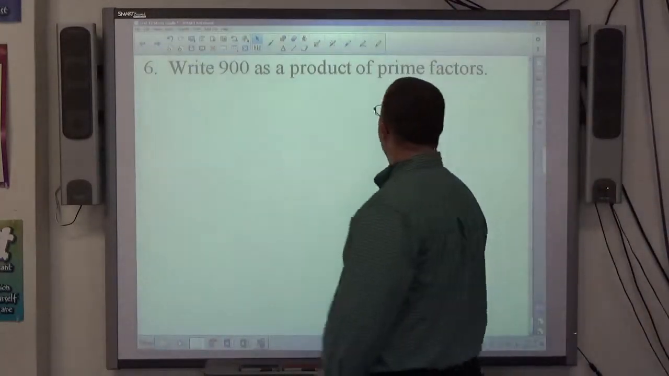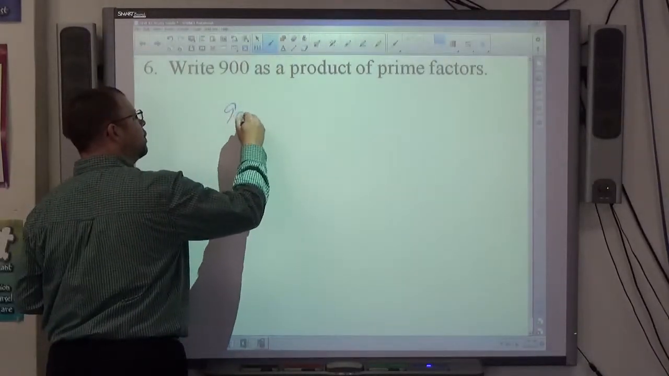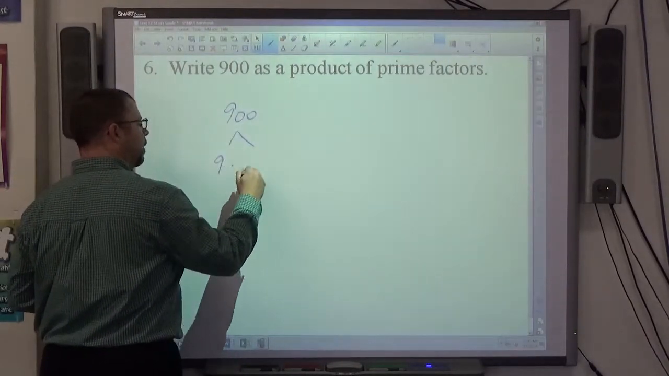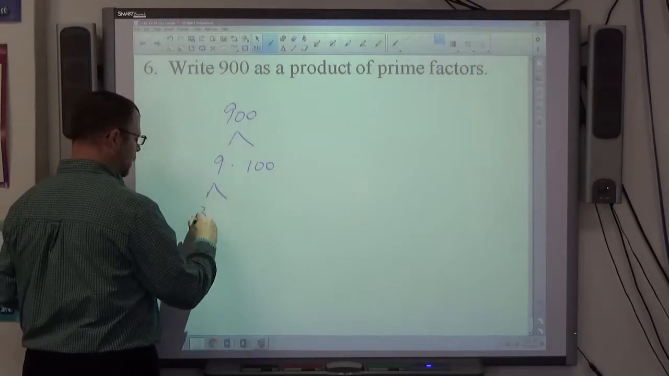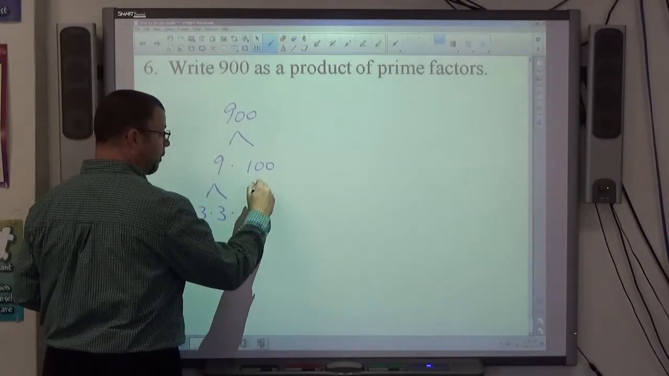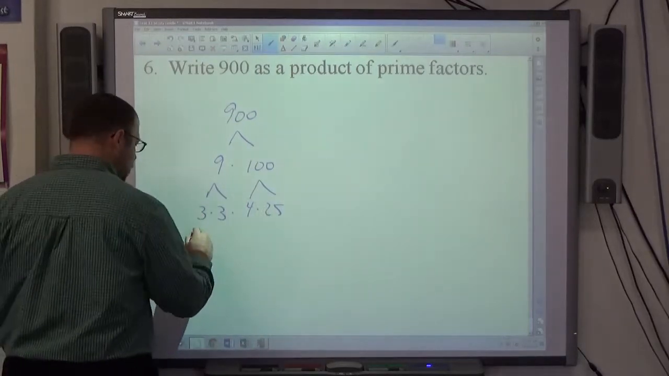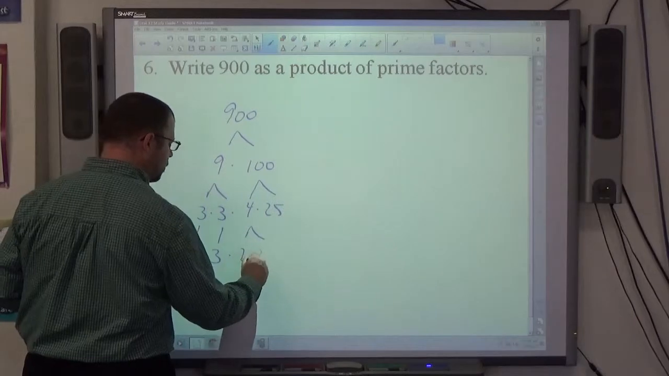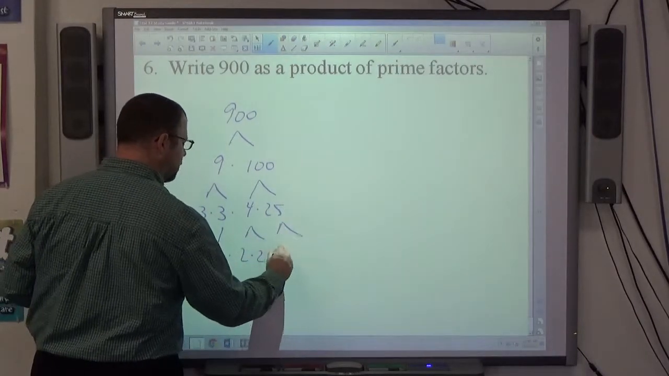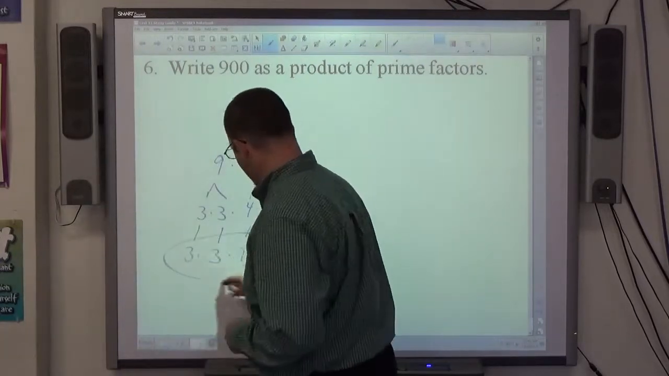Number 6, write 900 as a product of prime factors. Rather large number, but really simple start. 9 times 100. And just by doing that, it gets us down to a pretty reasonable level. 9 is 3 times 3. 100 is, I'm going to go 4 times 25. 10 times 10 works also. 3 is already prime. Can't do anything to it. 4 is still composite. It's 2 times 2. 25 is 5 times 5. And just like that, we get the prime factorization there.